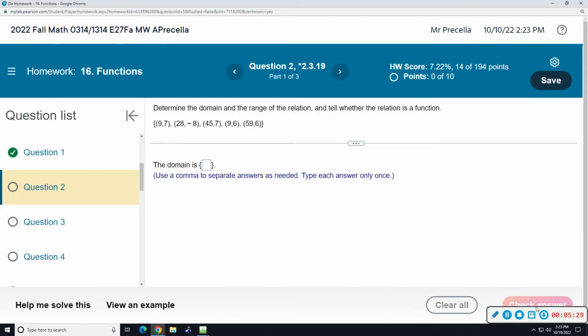Since we're talking about x and y, you normally think of ordered pairs, x and y. So let's look at this problem, number 2. It says, determine the domain and range, and then tell whether the relation is a function. So let me write it down. This is one of the problems you can almost just start typing in without actually writing anything down.